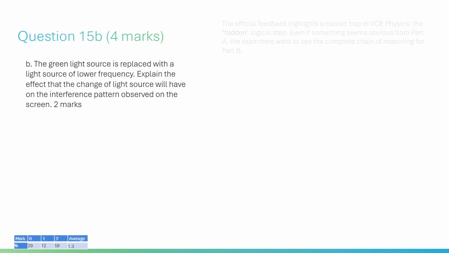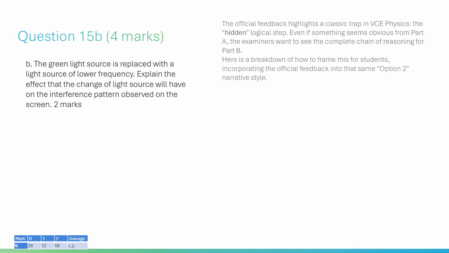The official feedback highlights a classic trap in VCE physics, the hidden logical step. Even if something seems obvious from Part A, the examiners want to see the complete chain of reasoning for Part B. Here is a breakdown of how to frame this for students, incorporating the official feedback. The why behind the change, 2-mark logic.